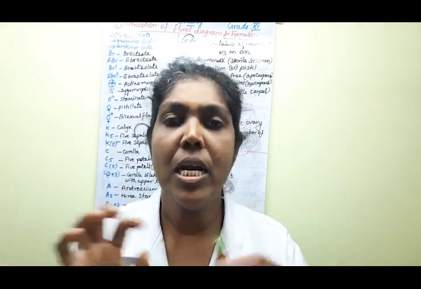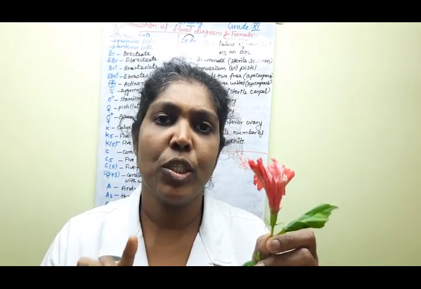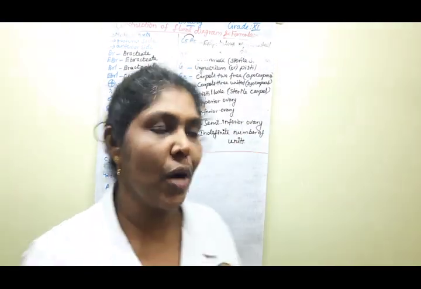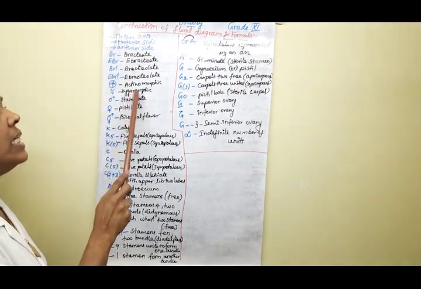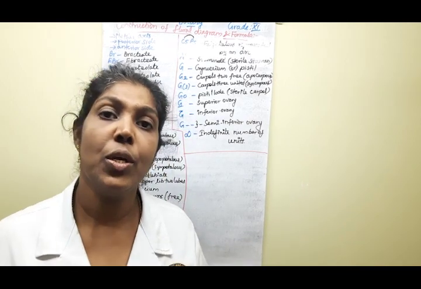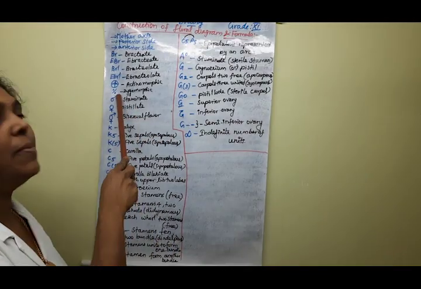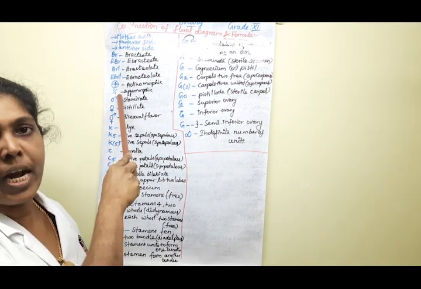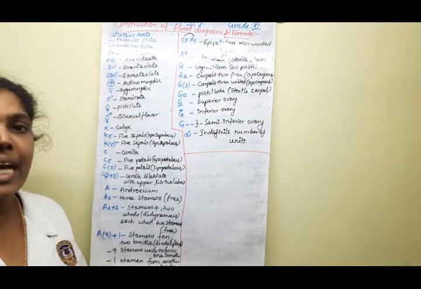Are you clear, children? Suppose the flower is actinomorphic, then you have to write this symbol. Clear, children? The next one, zygomorphic. Suppose the flower comes under zygomorphic, then you represent it with the percentage symbol. Understood? Say yes or no? Yes. Next one, the staminate.